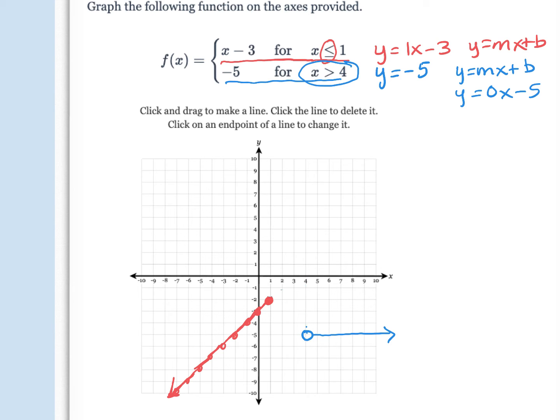Now, it's important with piecewise that you label them if you're not using a digital platform, so I will just call this 1 and this 2, and we could label it 1 and 2, or you could call them by their names. Let's look at another one.